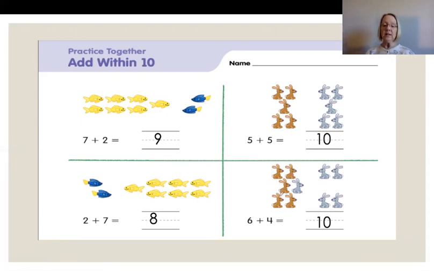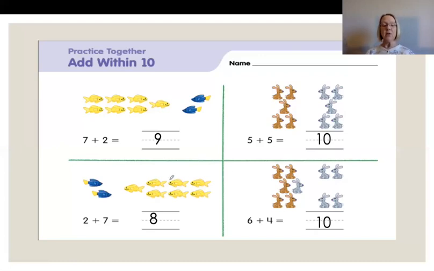Okay, let's look here at the rabbits. 1, 2, 3, 4, 5, 6. I have 6 rabbits. Okay, and I'm going to put them together with these 4 rabbits. So I have 1, 2, 3, 4. So I have 6 plus 4 equals 10 rabbits.